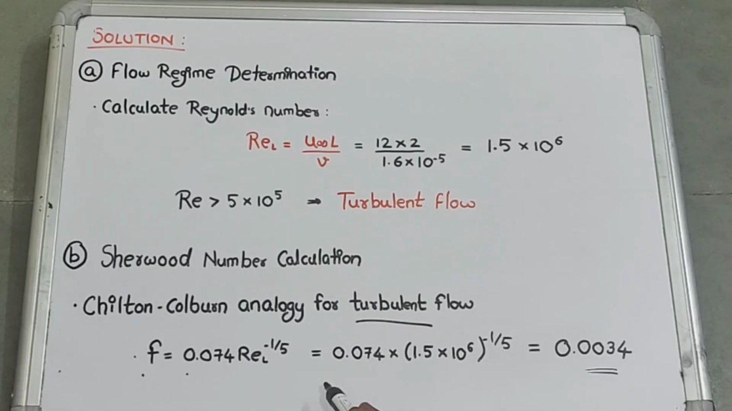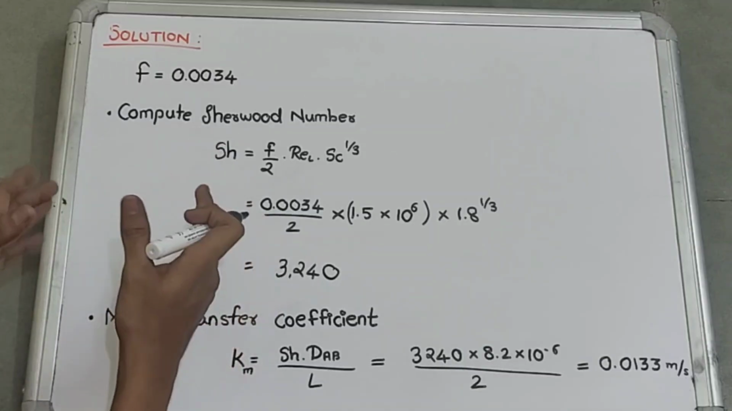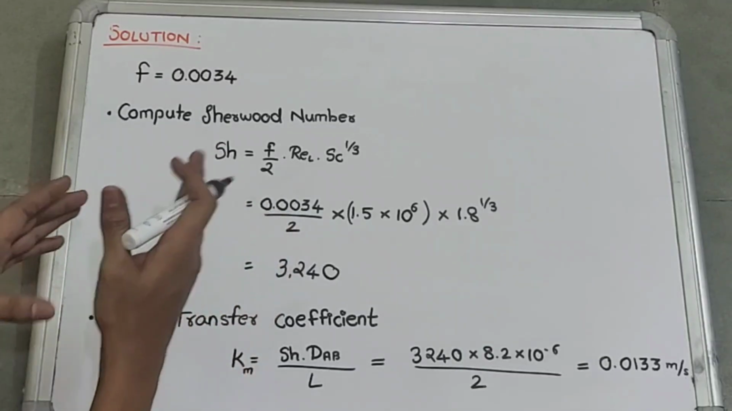Substituting all the values of Reynolds number, we get 0.074 into 1.5 into 10 power 6 whole power minus 1 by 5. Calculating this, we get final value of friction factor as 0.0034. Now we have found friction factor which came out to be 0.0034. Now with the help of friction factor we find Sherwood number.